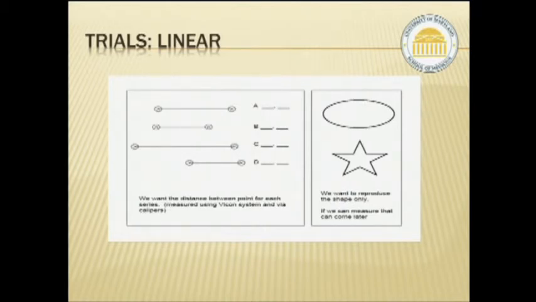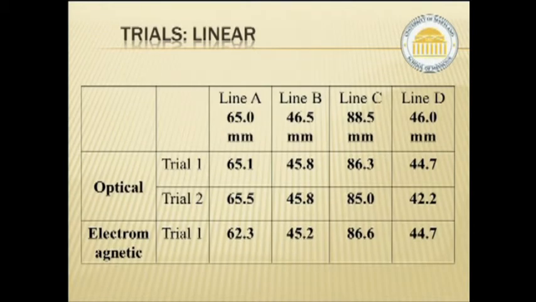basically paint the edge of the star and the oval. So looking at the linear measurements, this is what we came up with. Those line segments that you saw before, these were the actual lengths in millimeters. These are the trials using the optical system and the electromagnetic system. We did more than this, but for your purposes, you'll see there's strong correlation between the actual measurement and the measurements we were able to achieve with both systems.